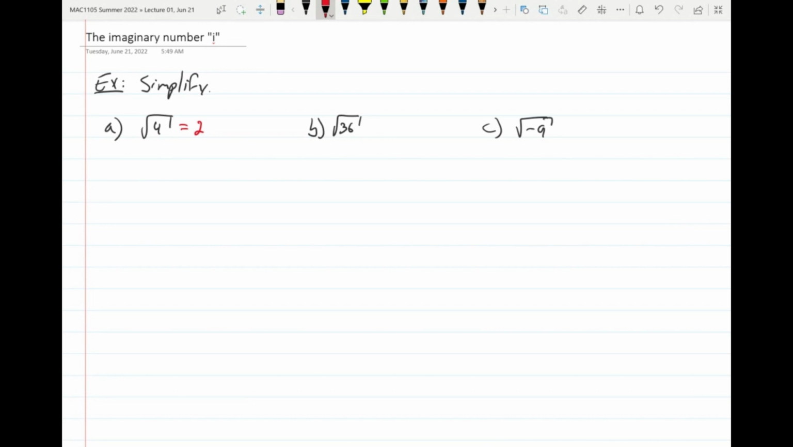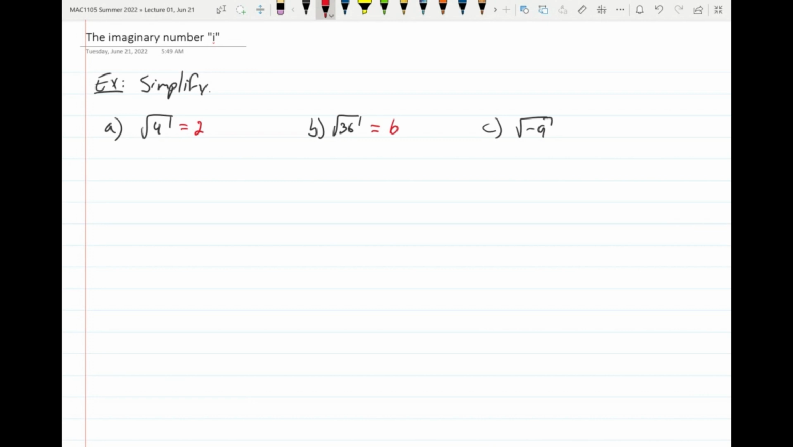Now the positive one is called the principal square root. When you use this symbol, called a radical symbol, what we are asking for is the principal square root of 4. Sometimes we just say square root of 4, but really what we're saying is the principal square root. So how about B? 6. Good. And how about C?